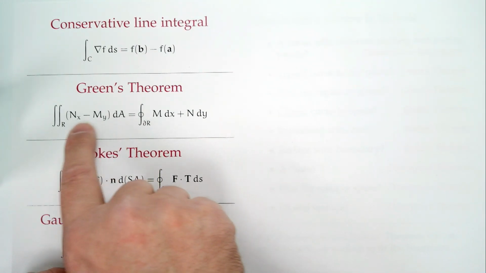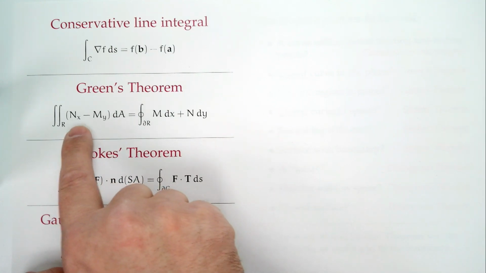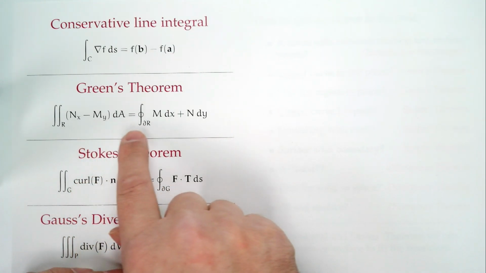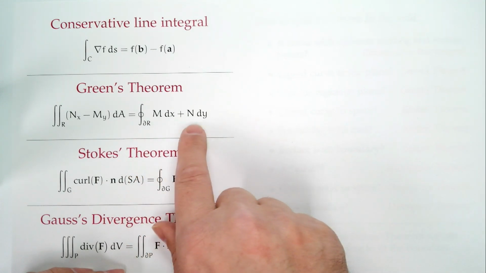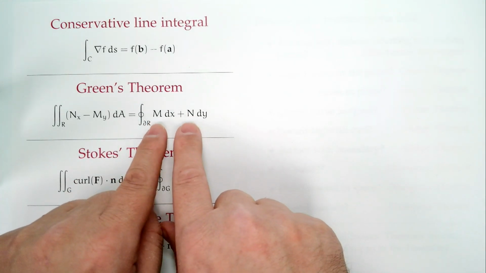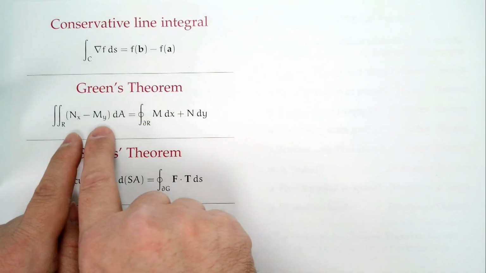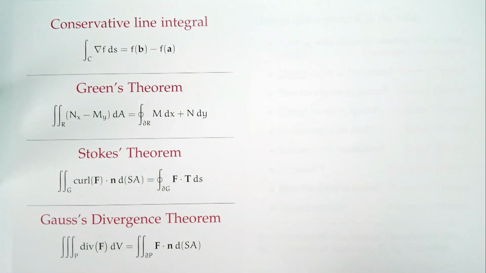In Green's theorem, we say, okay, well, suppose I want to know the integral over the region of some expression N sub x minus M sub y. Notice these are derivatives. And that says it's equal to the integral on the boundary of our region, M dx plus N dy. So again, if you start here and compare it to there, it's like you've taken derivatives.